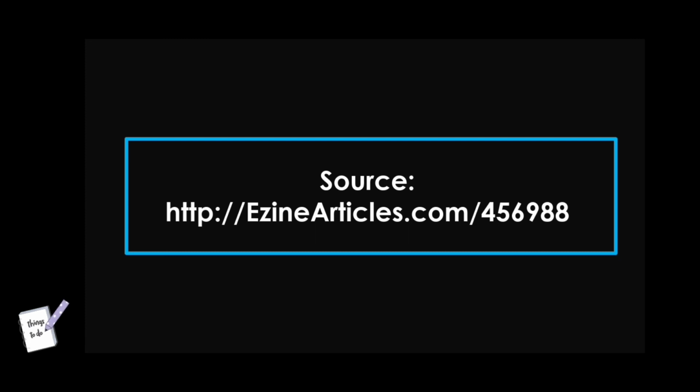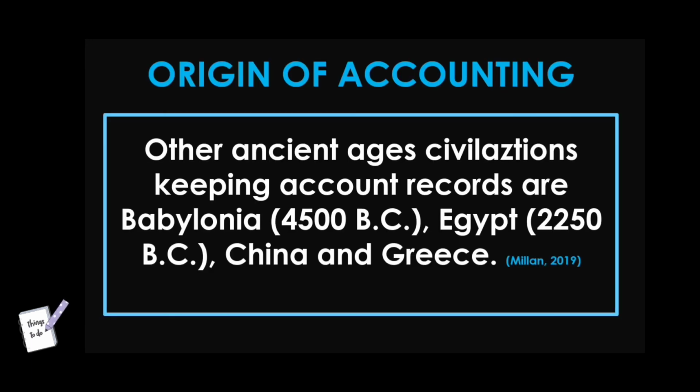After some time, the tokens were replaced by wet clay tablets. Experts concluded that this was the start of the art of writing. Other ancient civilizations keeping account records are Babylonia, 4500 BC, Egypt, 2250 BC, China, and Greece. In the Middle Ages, the 13th to 15th centuries, trade flourished in places such as Florence, Venice, and Genoa. This brought advancement in accounting methods.